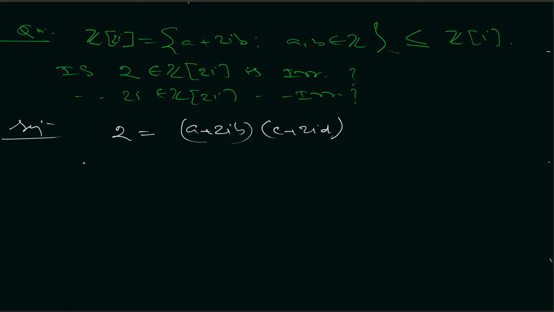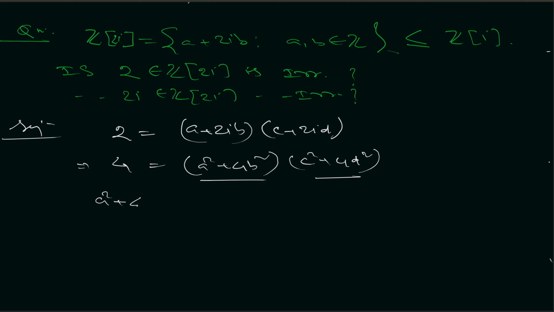So you just take the norm. This will be 4, and you will have norms here: a square plus 4b square and c square plus 4d square. So this is an integer, this is an integer. So this means that a square plus 4b square has a choice. It can be 1, it can be 2, it can be 4. If it is 1, then this is a unit. If it is 4, this is a unit. But if it is 2, then no integer solution exists.